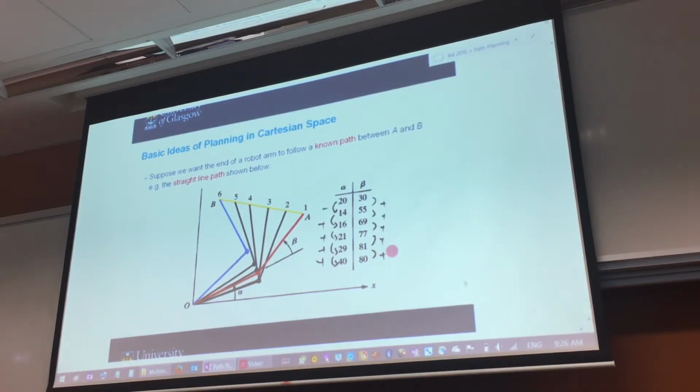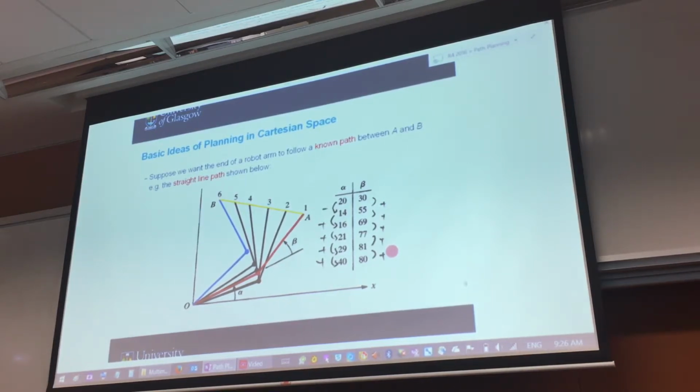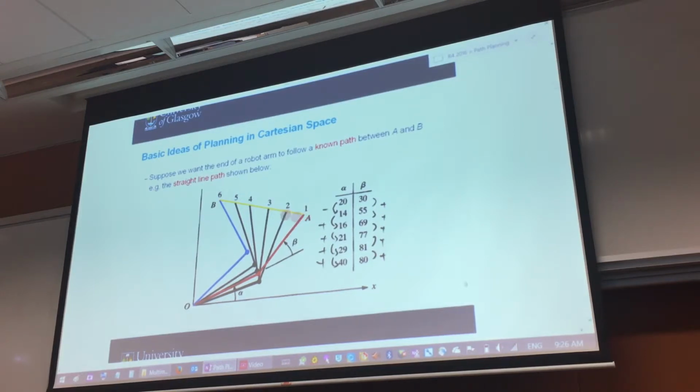The step size of how many degrees this link is going to move is defined by the resolution of your stepper motor. The higher resolution your stepper motor has, the better angle resolution you will obtain. So we can see now from position A to position B, it's moving through 1, 2, 3, 4, 5, 6 in this manner, in a straight line.